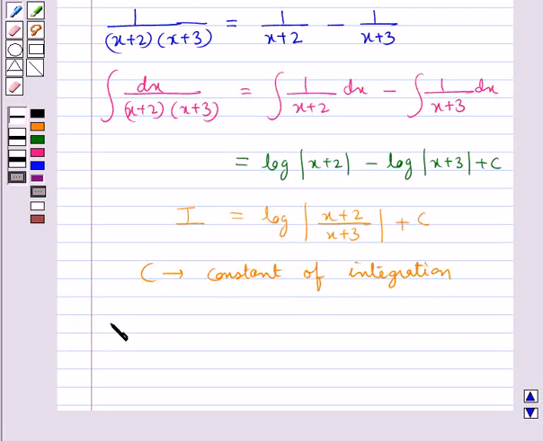So this completes the session. Hope you have understood how we do the integration by partial fraction method.